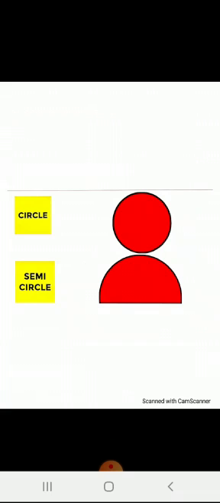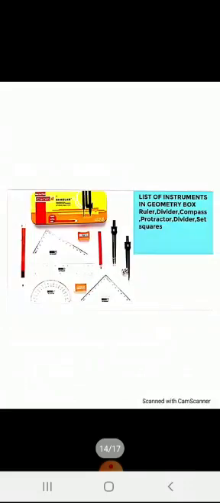Where do you get a compass? In a geometry box. How will it look? Let us see. In a geometry box, what do we have?